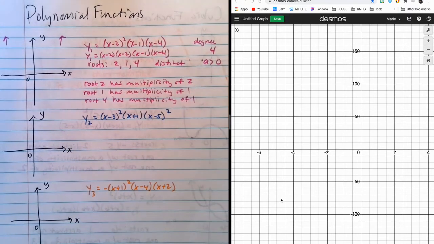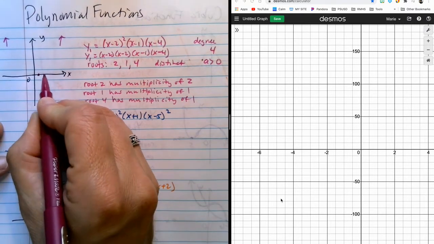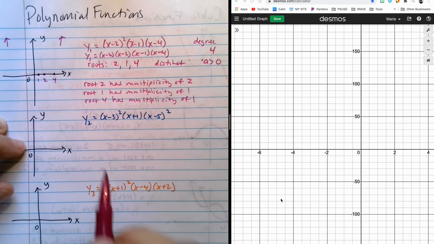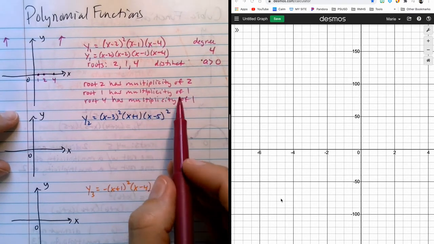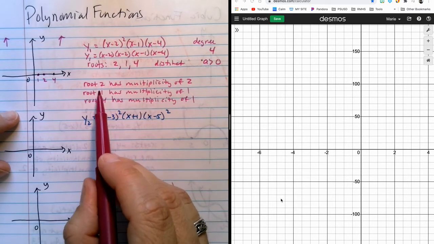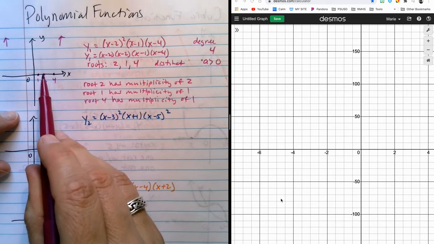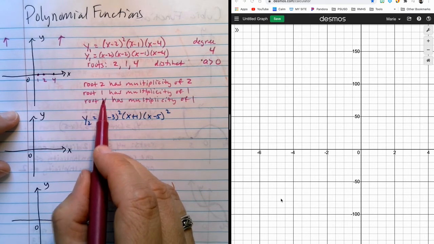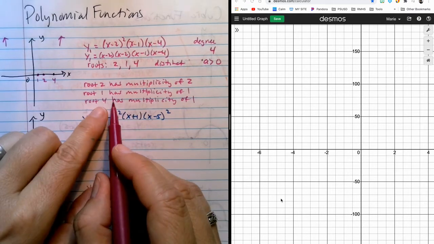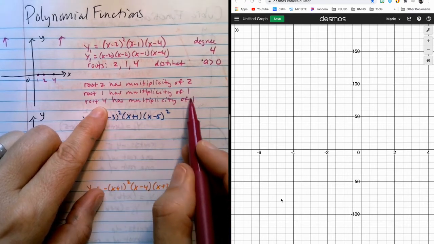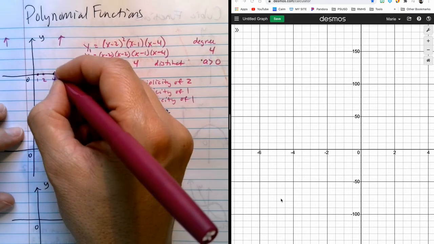So remember, if the multiplicity is even at your root, the graph will just touch the x-axis. If the multiplicity is odd, then it will cross. So let's put some estimate points here on where this will be. So let's see what's happening here. My multiplicity, where is it going to just touch the x-axis? It's just going to touch the x-axis at 2, but it's going to cross at 4 and it's going to cross at 1. Now remember, the reason I know that is because 4 and 1, those roots have odd multiplicities. So I'm going to put a slash through 4 and through 1.